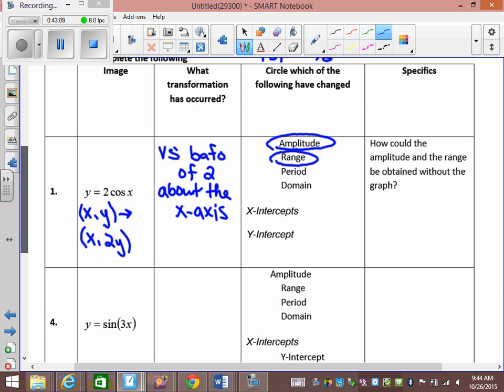My x-intercepts, do they change? X-intercepts are when y equals 0. So if my point is at pi over 2 and 0, the only thing I'd be multiplying is the 0 by something. When you multiply 0 by something, what happens? It stays. So do my x-intercepts change? No. Do my y-intercepts change? If my y-intercept was at (0, 1), it's now going to be at (0, 2). So it changes.